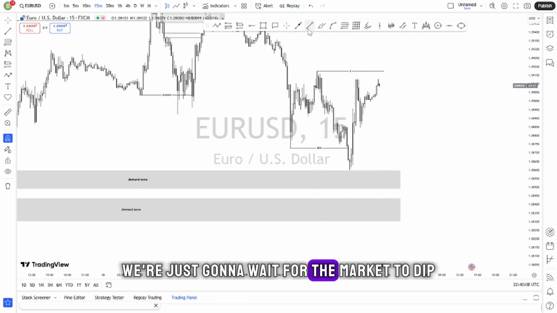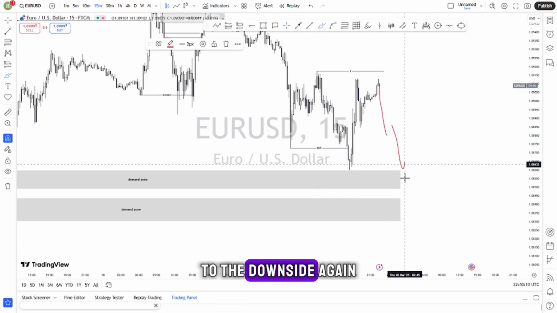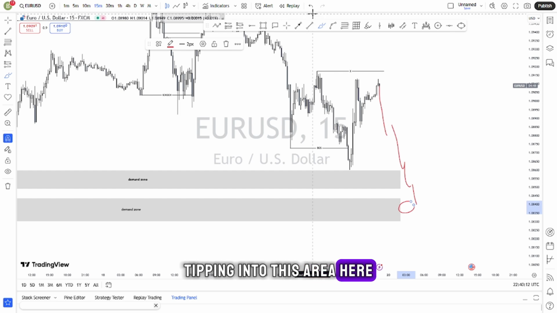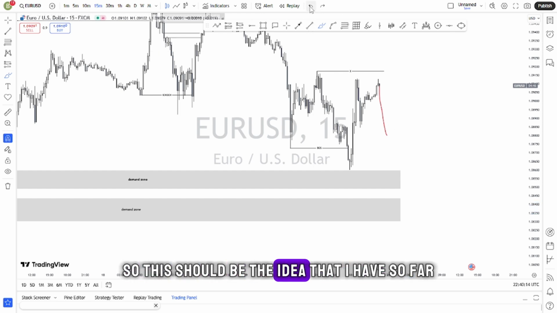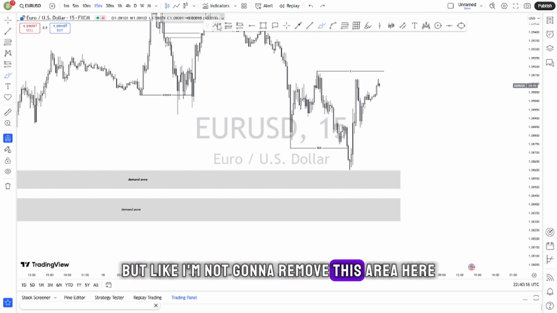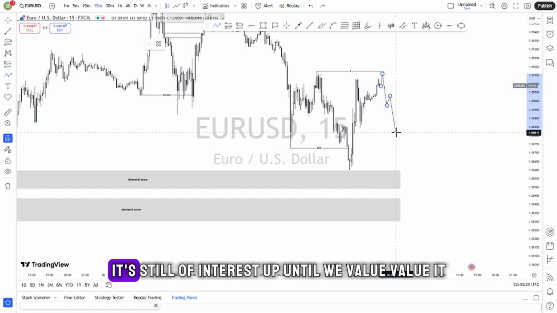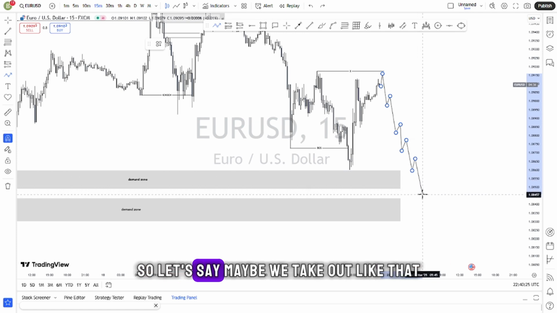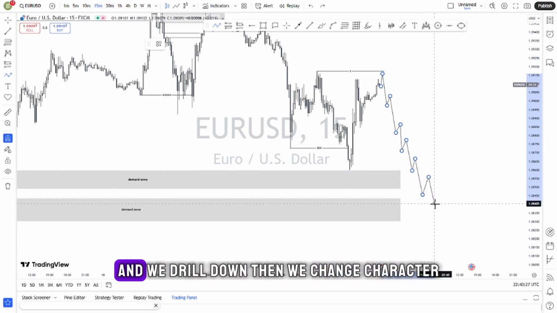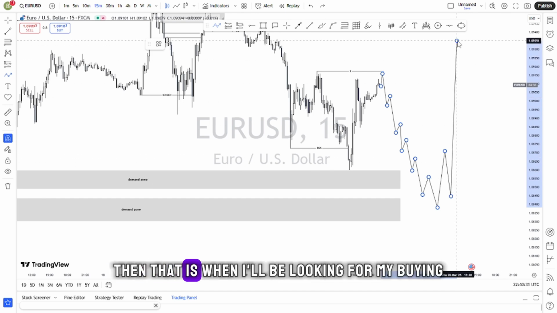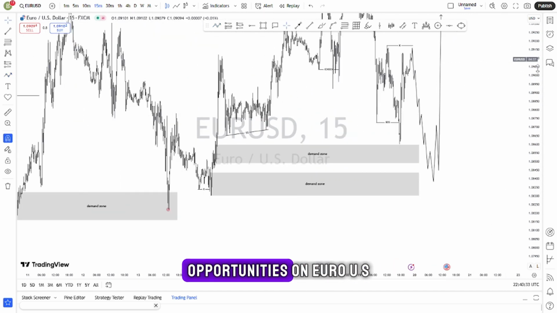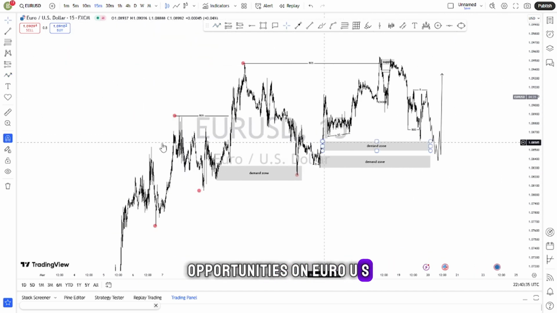So we're just gonna wait for the market to dip to the downside again, dipping into this area here. So this should be the idea that I have so far, but I'm not gonna remove this area here just because it may be of interest. It's still of interest up until we violate it. So let's say maybe we take out like that, then we drill down, then we change character, and that is when I'll be looking for my buying opportunities on Euro USD, guys.